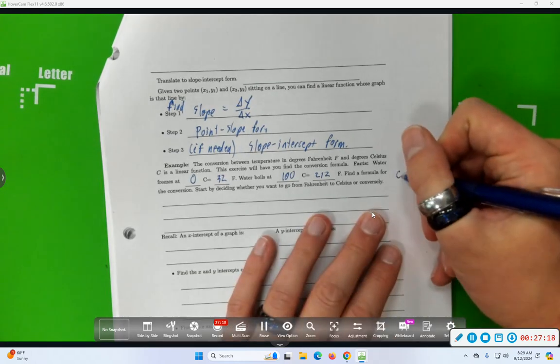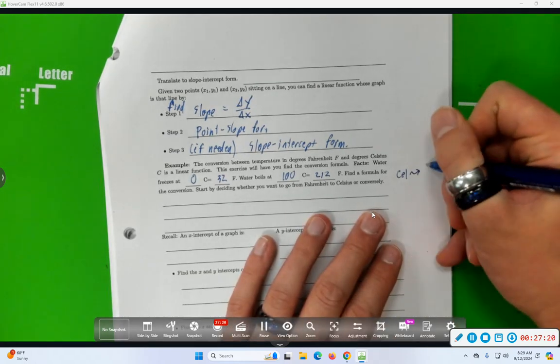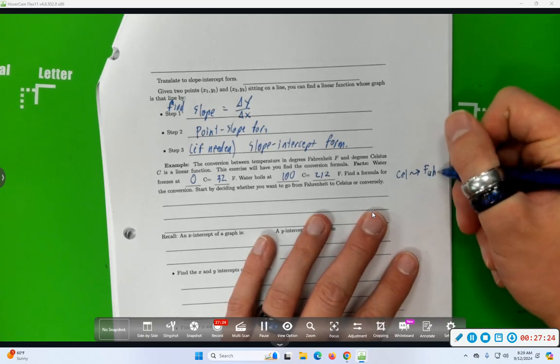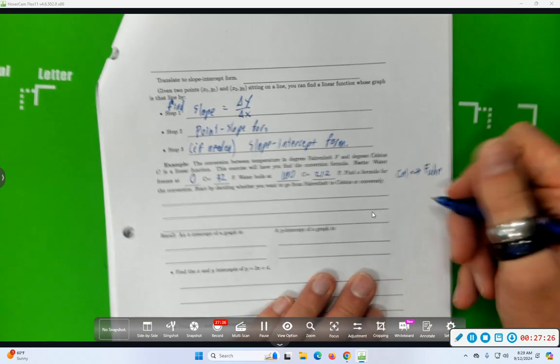So if I want to go from Celsius to Fahrenheit, oh gosh, Fahrenheit's a strange name to spell.